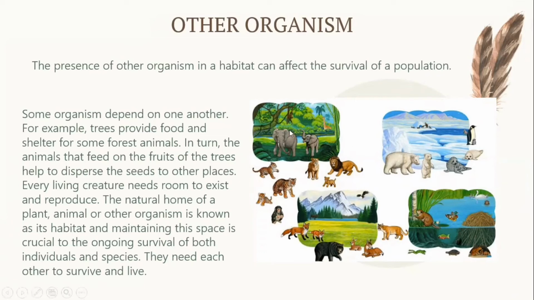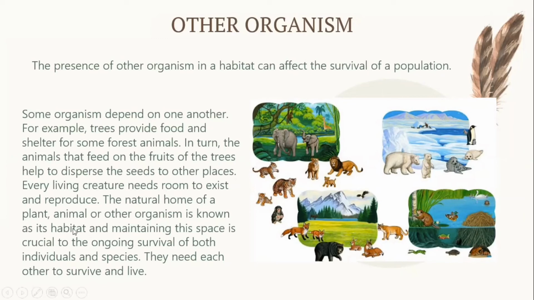Here are the forest animals. You can see a monkey and also an elephant, and they have their own shelter, for example trees, like I said before. The animals feed on the fruit of the trees and help to disperse the seeds to other places. So they need other organisms, and the role of other organisms is important here.